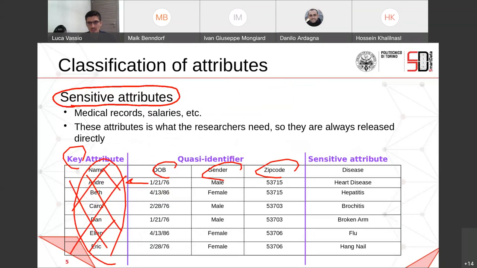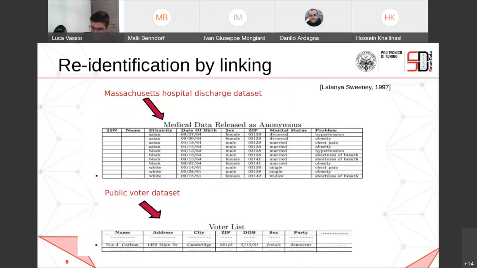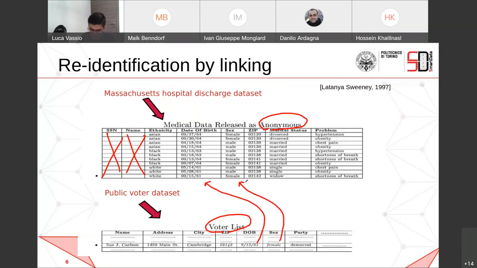So if we go back to the example that Professor Trevisan showed, this was the released medical dataset that was considered anonymous. And why did they say that? Well, they removed the social security number, they removed the name, and they said, okay, the rest is okay to publish. However, if you have another dataset, and this is called a link attack, and in this case it was the voter list, they were able to, just by linking and finding the sex of the person and the zip code, find out that this person, Sue Carson, had a shortness of breath and also that she was a widow. And clearly, at the end, it's not anonymous.